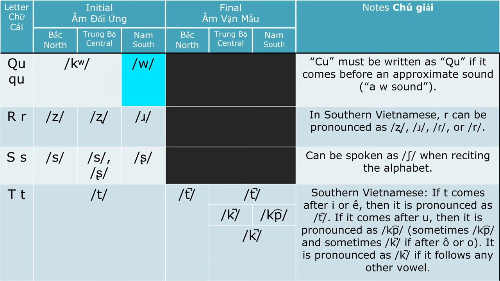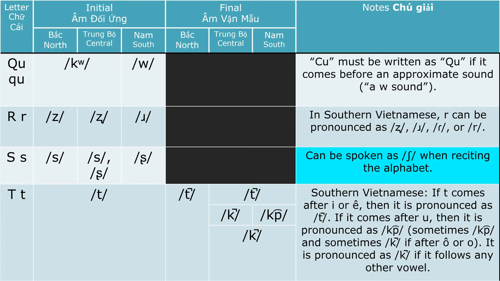Qu: Southern, w. Cu must be written as qu if it comes before an approximant sound, in this case, a w sound. R: Central, j. In Southern Vietnamese, the sound of the letter R has a lot of variation. It can be pronounced in several different ways. S: as stated before, the letter S may be spoken as sh, especially in rare formal situations or when reciting the alphabet.